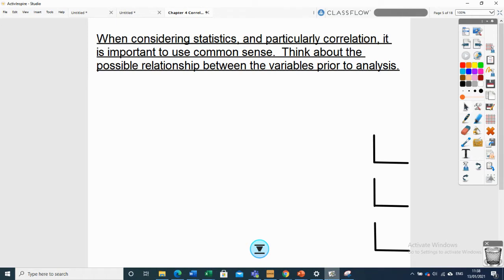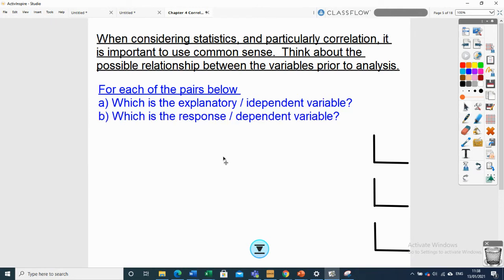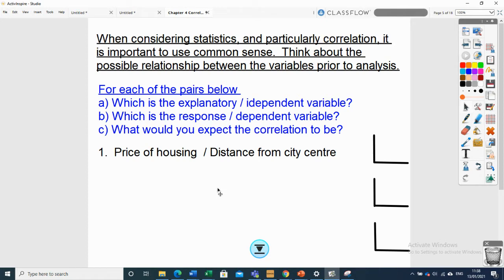Right, so when considering statistics, and particularly correlation, it's really important to use common sense. Think about the relationship between the two variables that you've got. Don't just jump in and interpret those without thinking about them. So for each of the pairs below, I want you to have a think, which is the explanatory variable, or the independent variable, and which is the response or dependent variable, and what would you expect the correlation to be? So the first pair of variables here, the price of housing and the distance it is from a city centre. Which would be the independent, which would be the dependent, and what would you expect to see in the correlation?